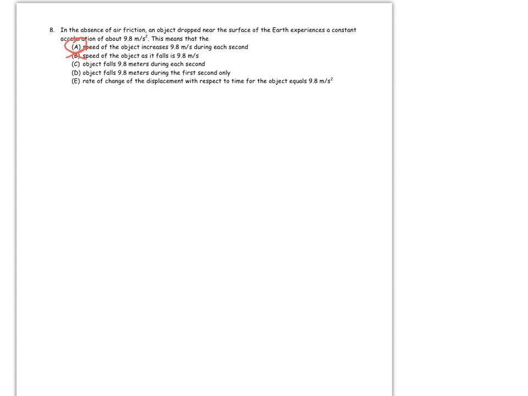The object falls 9.8 meters during each second. That one's also not true. That would imply that the velocity was 9.8, not the acceleration. The object falls 9.8 meters during the first second only. That's the same idea. 9.8 is the acceleration, not the velocity. Completely separate topics. And the rate of change of displacement with respect to time for an object, that really is another way of saying velocity. And once again, the velocity is not necessarily 9.8. That is the acceleration due to gravity, but will not be the velocity for an object in free fall.